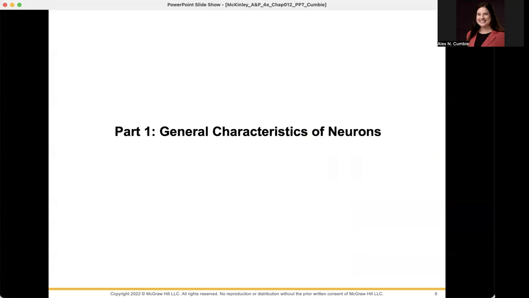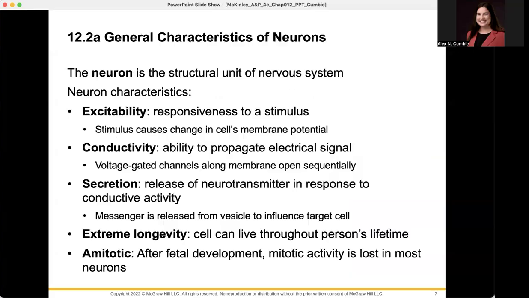All right, so we're going to start with the microanatomy. Part 1 is just the general characteristics of neurons or nerve cells. So the neuron is our structural unit for the nervous system. This is the nerve cell. They have many characteristics, and some of these characteristics you might notice they share with muscle cells.